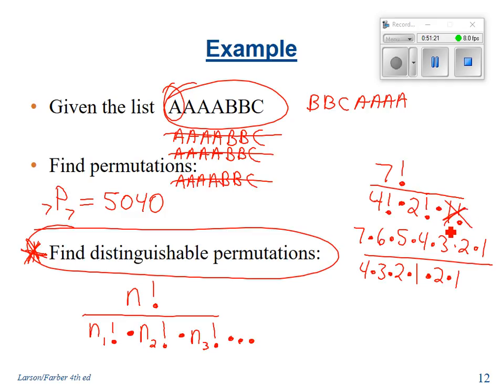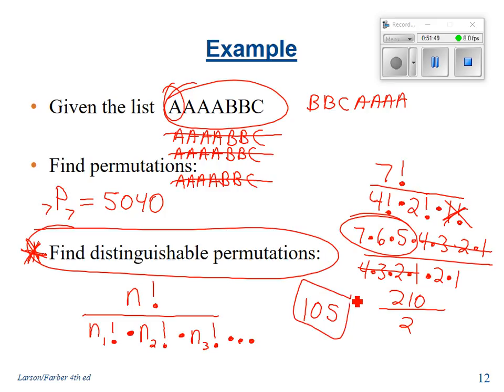We don't need it. What we can do to make this a little easier on ourselves, cancel some of this out. 4, 3, 2, 1. 4, 3, 2, 1. You can get rid of that, right? So now what we got to do is 7 times 6 times 5 on top. Somebody do that for me. What's that give us on top? 210. On bottom, we got 2 times 1, which is what? Divide that.